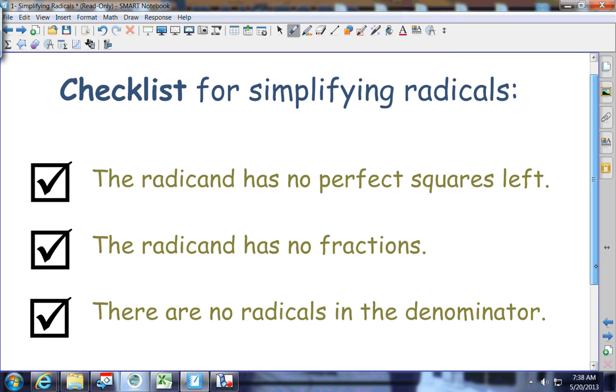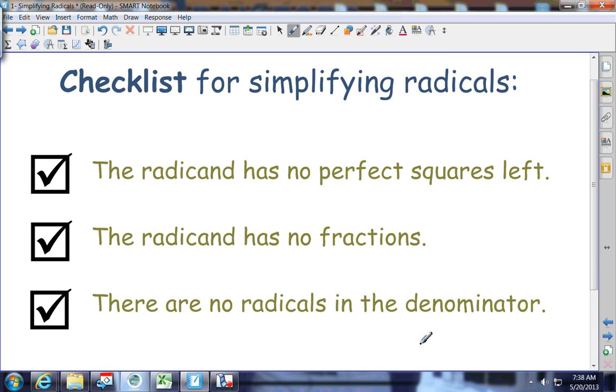Okay, checklist for simplifying radicals. First, you want to figure out if the radicand has no perfect squares left. The radicand has no fractions. There are no radicals in the denominator. And we'll get to that later.